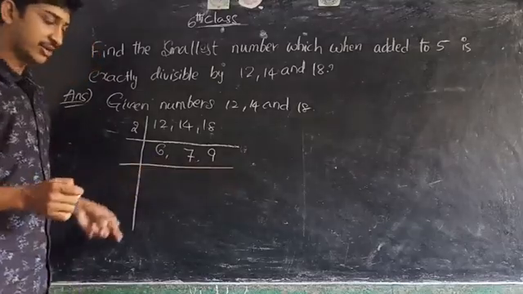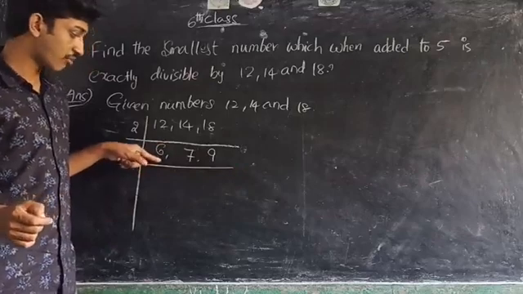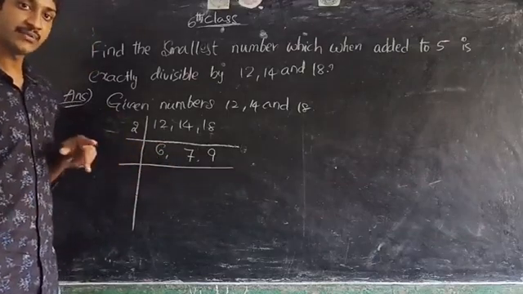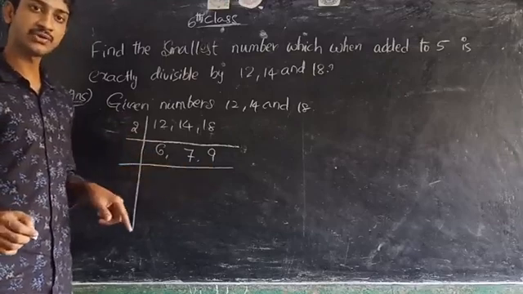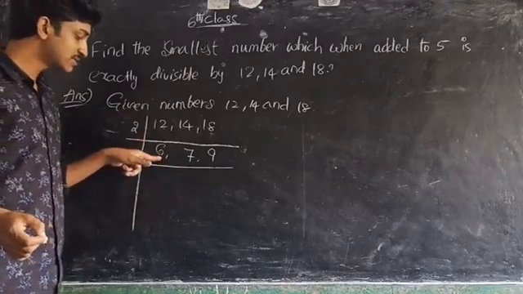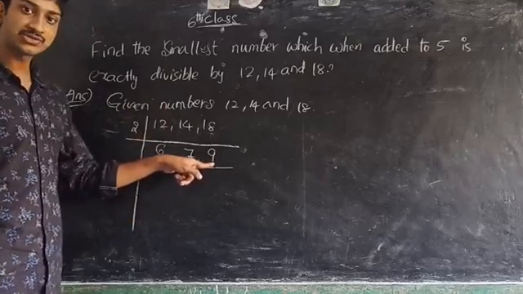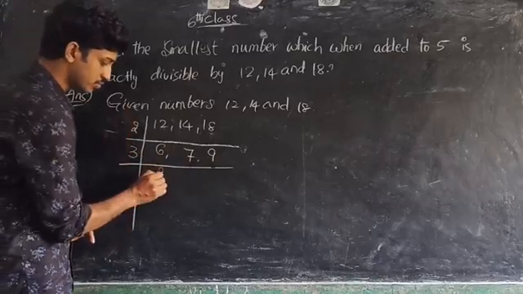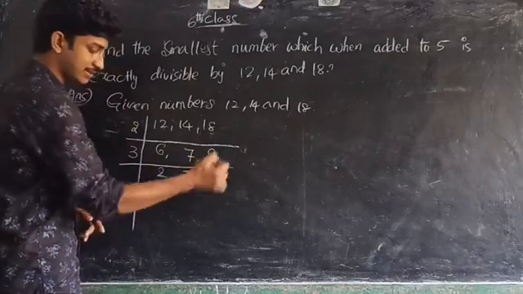See here 6, 7 and 9. In the 2 table, is any two of these numbers common? No, only 6 is in the 2 table, 7 is not, and 9 is not. That's why I am taking the next prime number, 3. In the 3 table, 6 is 2 times, 7 is common as it is, and 9 is 3 times.